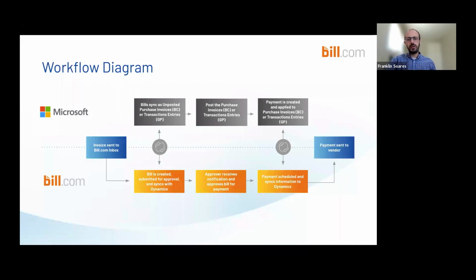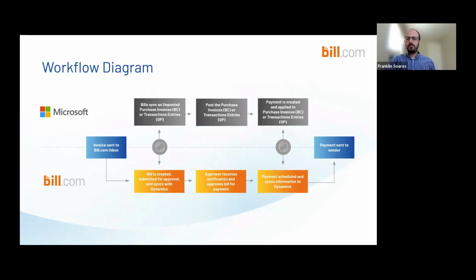So when you create an actual bill inside Bill.com and submit it for approval, that record can sync into Dynamics. In Business Central, it's going to sync as an unposted purchase order, or Great Plains as a transaction entry. Then in those products, you'll actually post them. So you can post the purchase order, it gets recognized, or the transaction entry in Great Plains.